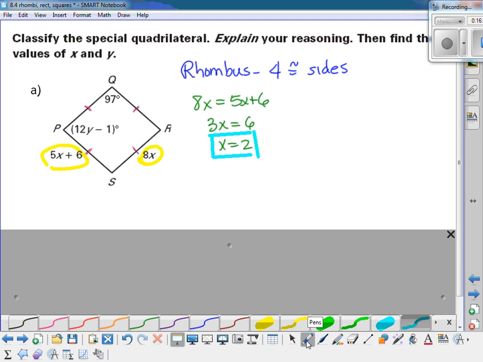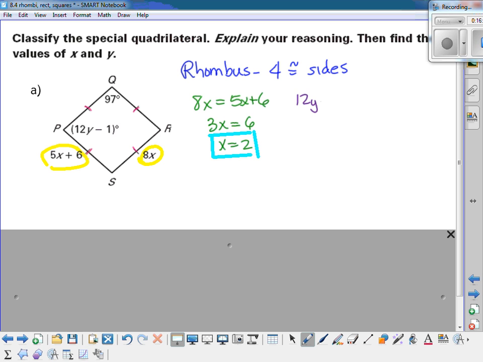And my angles are consecutive angles. So they're not going to be equal to each other, but instead they're going to add up to 180. So 12y minus 1 plus 97 has to equal 180. And so 97 minus 1 is 96. We subtract 96 from both sides. We get the 12y is equal to 84, which means that y is equal to 7.